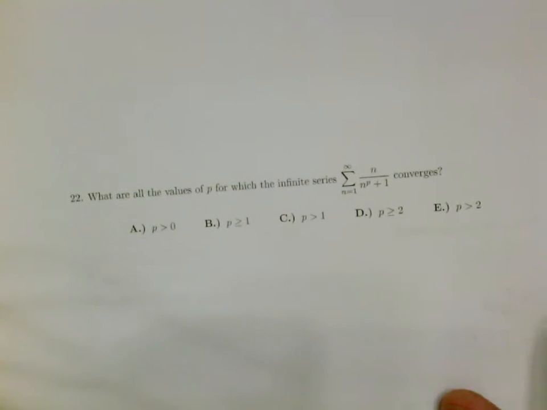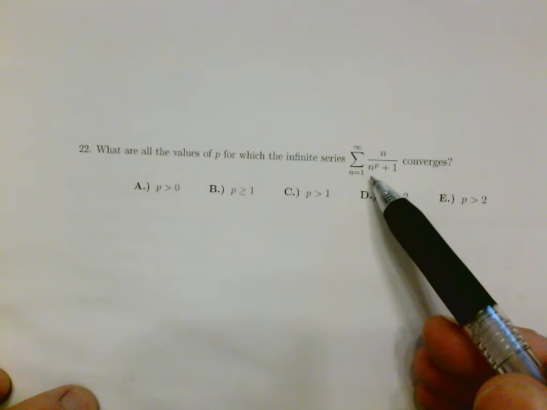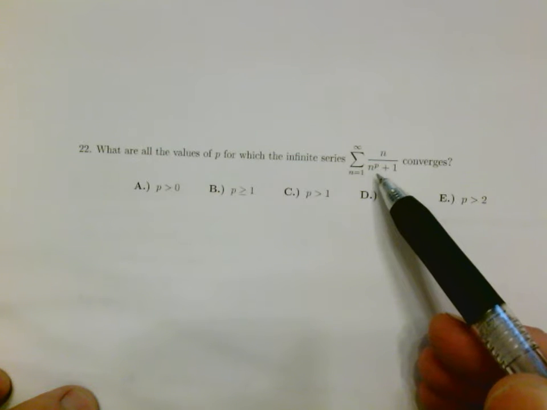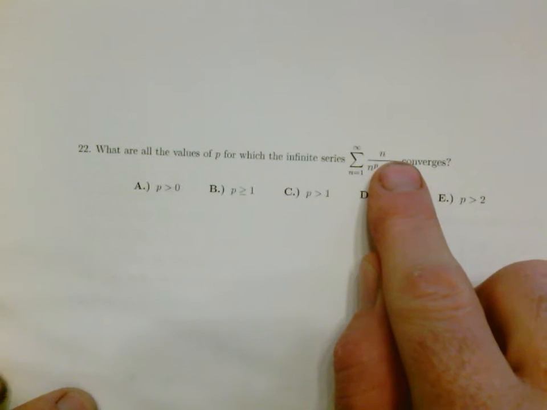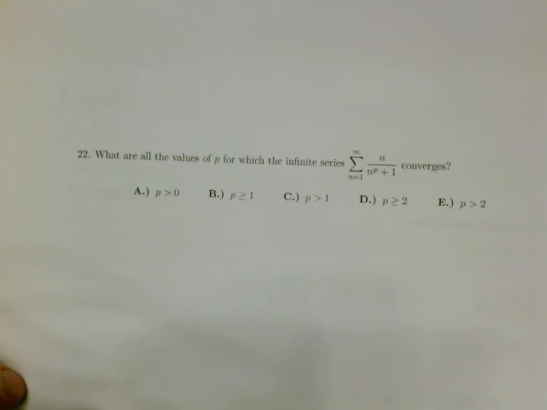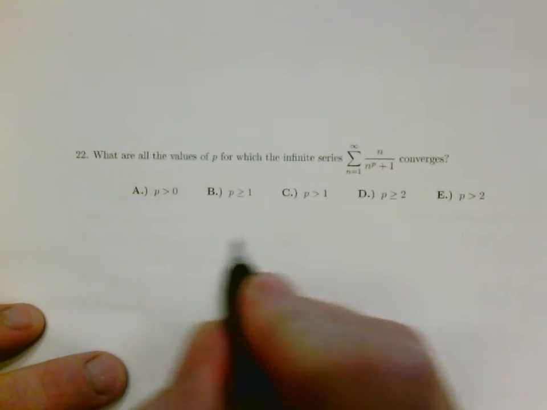Okay, so what are all the values for p for which this infinite series converges? I'm sorry, I said diverges. When you look at this, we have n to the p, and this really looks closely like a p-series. As a matter of fact, if the 1 was gone, it would be n over n^p, which could reduce to 1 over n to the p minus 1 power. And so we're just going to basically compare it to that.